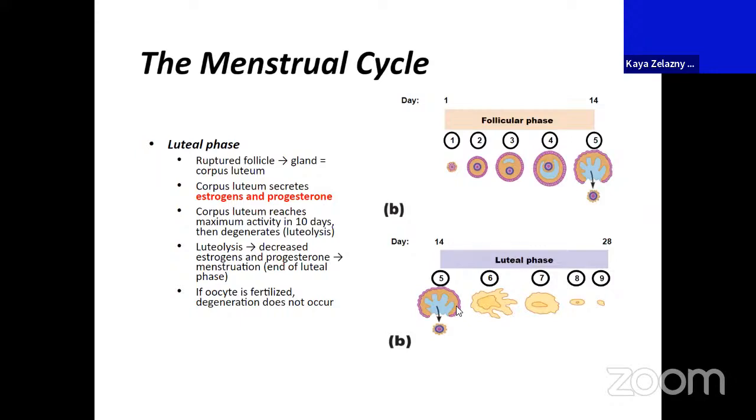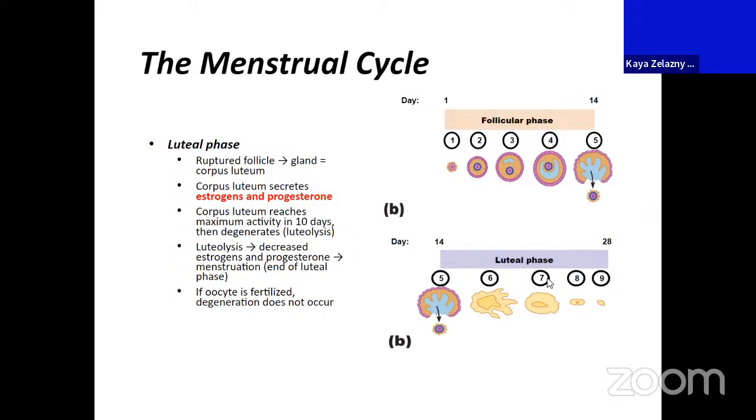So during the luteal phase, that ruptured follicle has turned into the corpus luteum, which is a gland. Specifically, what that gland secretes are both estrogens and progesterone. So progesterone is coming into play as we think about that corpus luteum. It's going to be producing these hormones, and it's going to hit maximum activity about 10 days into the luteal phase. And then it's going to die off. When it dies off or degenerates, that's this luteolysis process. And so now we're not producing those hormones anymore because this gland has died off.